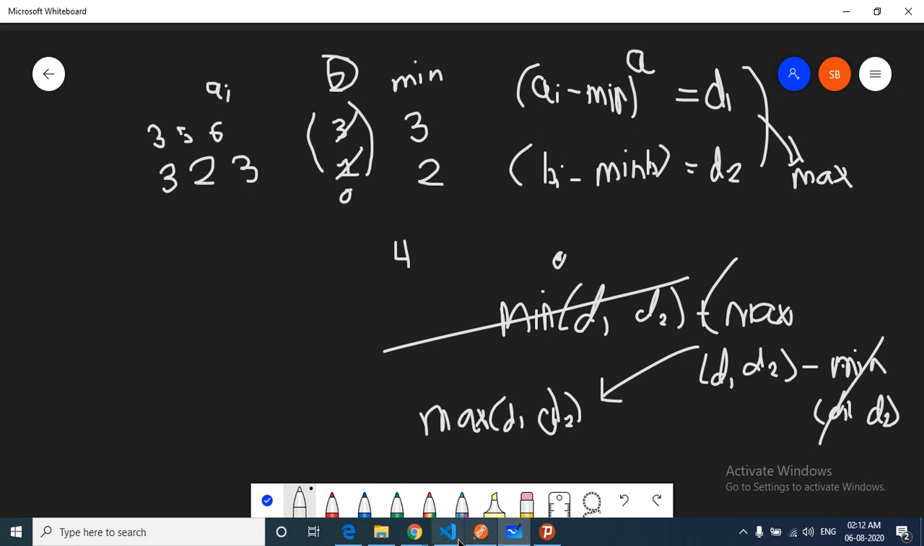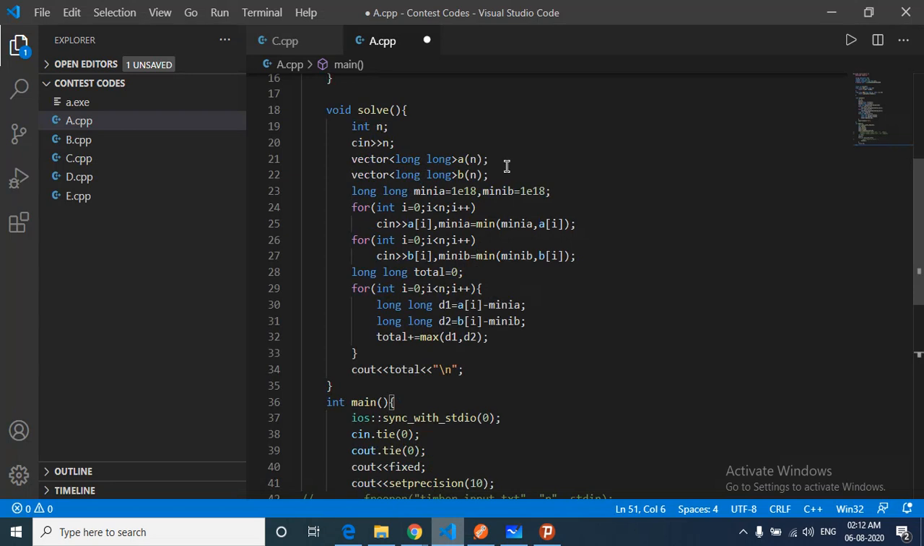Let's move on to the code. You store all the values and also find the minimum. For every a_i, find the minimum of a, this is mini of a, and the same for mini of b. Total is the total number of operations you will do. Iterate over all the gifts and find d1 and d2, where d1 and d2 are just a_i minus the minimum of a and b_i minus the minimum of b. Total is just the maximum of d1 and d2 added up, and then you print your total.